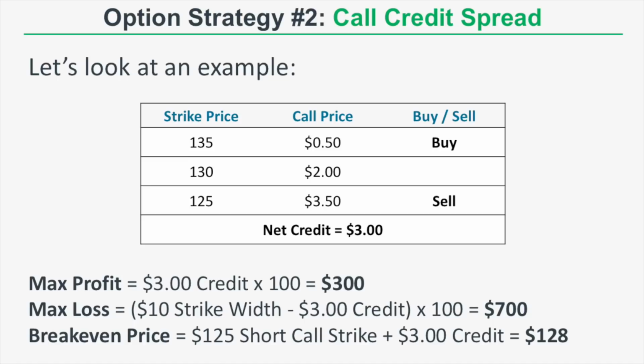Now the break-even price is the short call strike price of $125 plus the $3 credit, which comes out to $128. So if the stock price is right at $128 at expiration, you won't make or lose any money. And if the stock price is below your break-even price of $128, you will make money at expiration. So as you can see, that credit you received actually allows the stock price to be above the call that you sell at expiration.